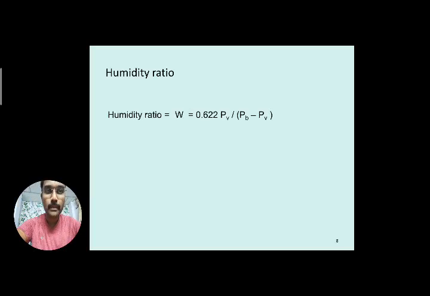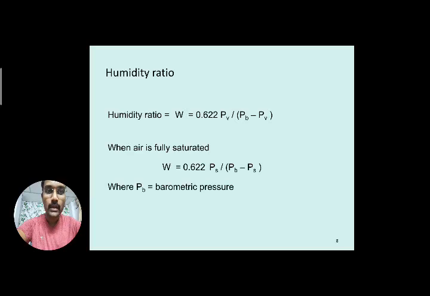In terms of the pressures, we will have a formula like this. The humidity ratio W equals 0.622 Pv by Pb minus Pv. This is the formula, please try to remember it: 0.622 into Pv by Pb minus Pv. When the air is fully saturated, W equals 0.622 Ps by Pb minus Ps.